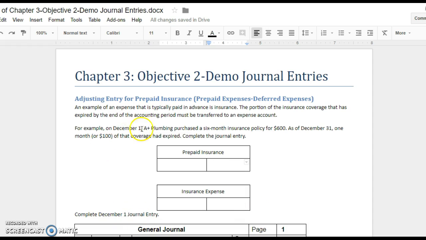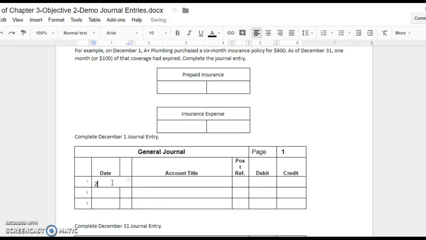First we'll start with December 1st, when you actually purchased it. What did you do? So put in the date. Yeah, we can use 2017. December 1st, we bought it, so it became prepaid insurance, and that's an asset. And then we credited our cash in bank, and that was for $600. So right now we've got $600 sitting in our asset account. We used an asset to pay for an asset, but we haven't actually used the insurance yet.